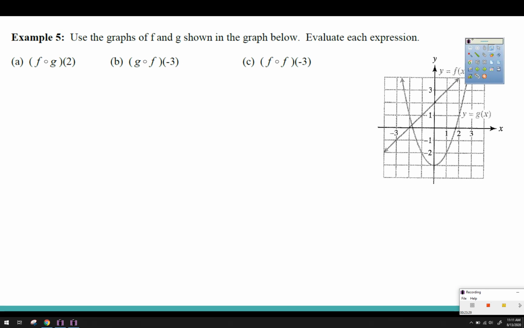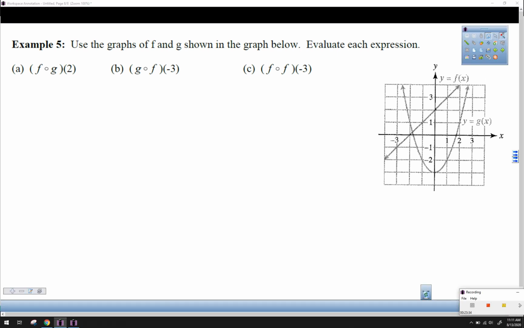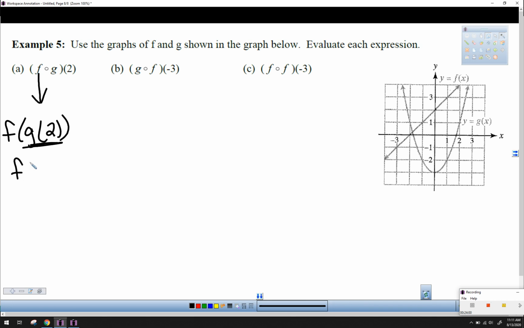All right. For example 5, it says use the graphs of f and g shown in the graph below, evaluate the expression. So let's look at part A first. So it wants f of g of 2. Well, the first thing I need to find out is what g of 2 is. Notice that the f function is the linear function, and then g is the quadratic. So what is g of 2? Well, at 2, g is 1, so I'll have f of 1. And then at 1, f is 3, so my answer would be 3.